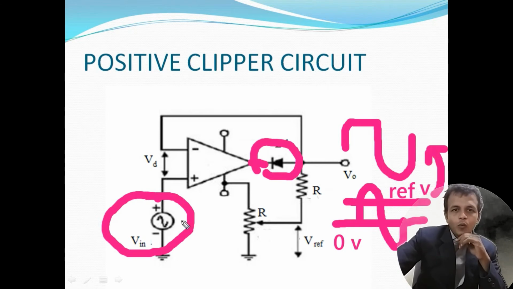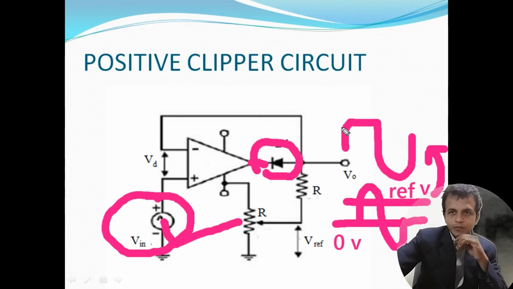Whereas when this input voltage is greater than the reference voltage, the output signal that is coming out of the sixth pin of the operational amplifier makes the diode reverse biased. So for the positive portion, there is no output produced. So this portion is eliminated. Okay, so this is how the circuit performs the operation of a positive clipper.